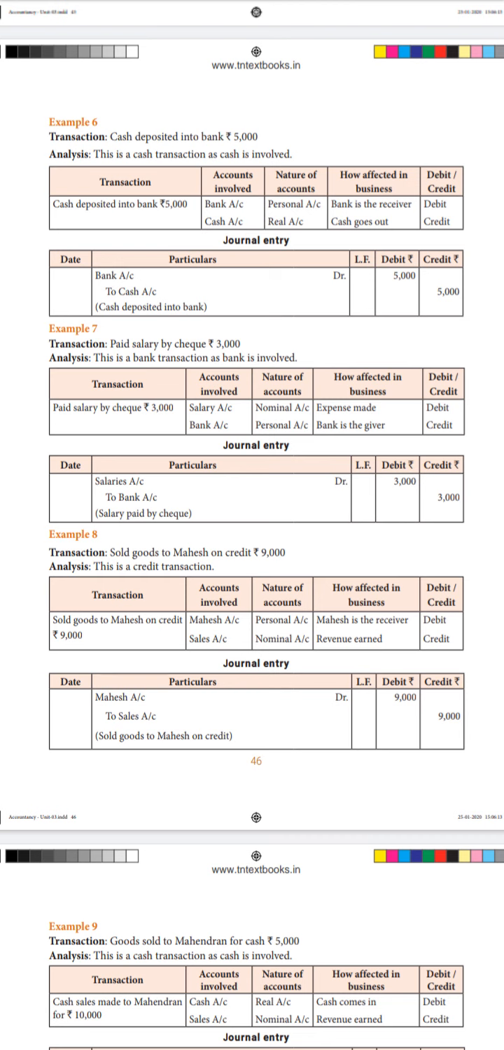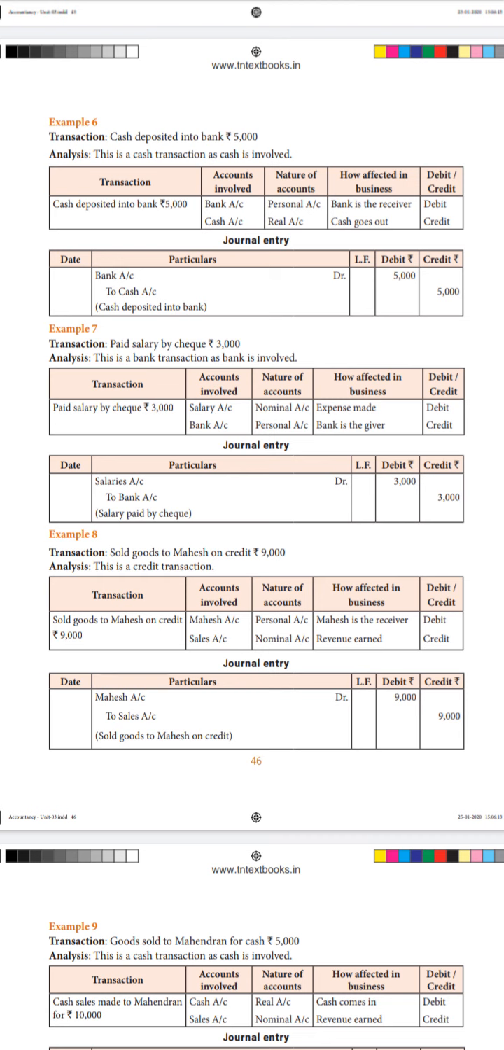Then comes sales account. Sales account is nominal in nature. Now we need to see whether, when we sell goods, we receive any income or we spend any amount. Whenever we make sales, automatically we receive the amount from the customer. For now, Mahesh is not giving us the money, but still, when we make a sale, it is known that we will be receiving the income in future at least. So it is nothing but income.